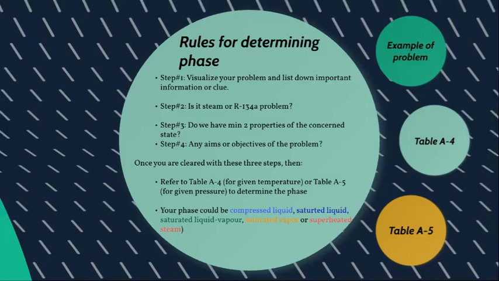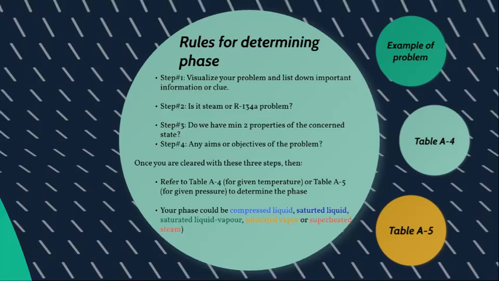The next step is for you to identify whether you are dealing with a situation related to steam or R134A problems. You cannot use this rule if you are dealing with ideal gas-related problems. The third step is for you to identify two properties of the concerned state, the clues or information normally available in the question, by the time you describe the problem in the first step given earlier. And lastly, the fourth step is for you to identify your aim or objective, because this will help you to chart your direction and your strategy in solving this problem.